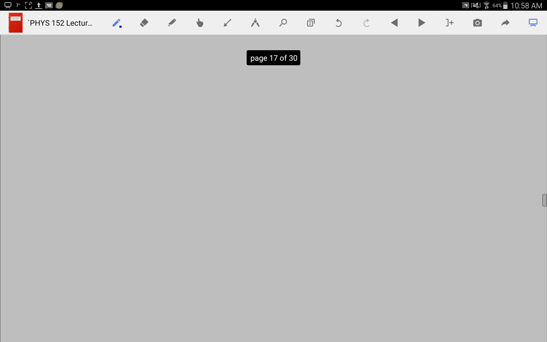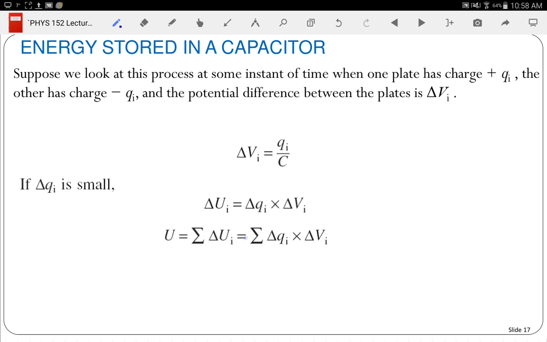So we can make a graph of that. Next slide, please. Well, this is the math showing it. We have to add up the charge times the voltage difference for each piece of charge that goes across, which those of you in calculus will recognize is the integral of V dq from Q initial equals 0 to our final Q.